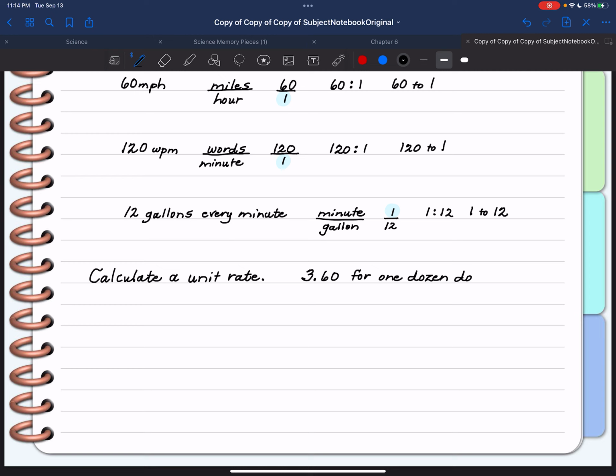Now, a lot of students will tell me we already have a unit rate because we have 1 dozen. So you could write it that way. You could say you're comparing dollars to dozen. So it would be $3.60 for 1 dozen. That is true. That's a unit rate for 1 dozen. But what if we wanted to know the price per donut?